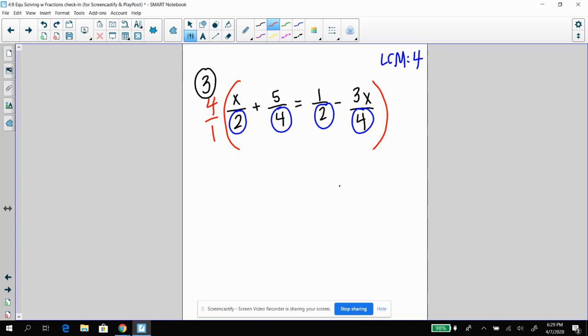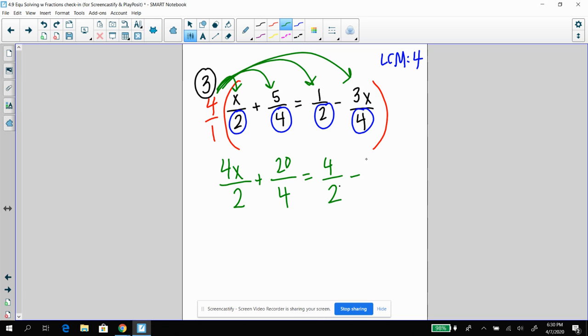Pause the video again and do the problem out. All right, we are back. So we are multiplying through everything by 4 over 1. So I get 4x over 1 times 2 is 2. 4 times 5 is 20. And 1 times 4 is 4. I get 4 times 1 is 4, and 1 times 2 is 2. So that can stay. And then 4 times 3x is negative 12x. And then 1 times 4 is 4.